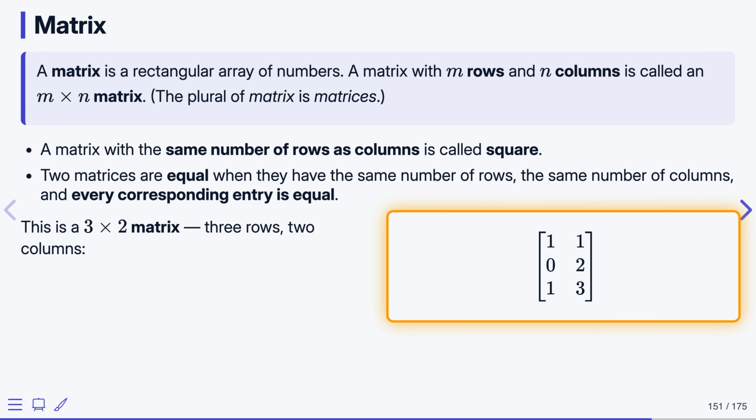Look at the example. It has 3 rows and 2 columns, so it is a 3 by 2 matrix. Read the entries row by row, 1 and 1, then 0 and 2, then 1 and 3.